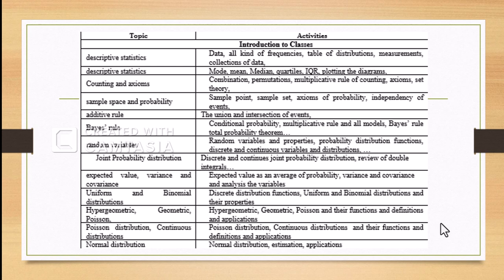Later on, as you can see over here, we have the counting axioms, which is a part of combinatorics. It's a part of mathematics by itself, and the rules of counting, axioms and set theory, can also be considered as a separate course. But over here, we just discuss this type of thing in one lecture, and later on we will discuss the sample space and probability. Over here we establish the basis of probability, and later on we will discuss the additive rule. There we will discuss the union and intersection of events, and the additive rules will also be discussed.